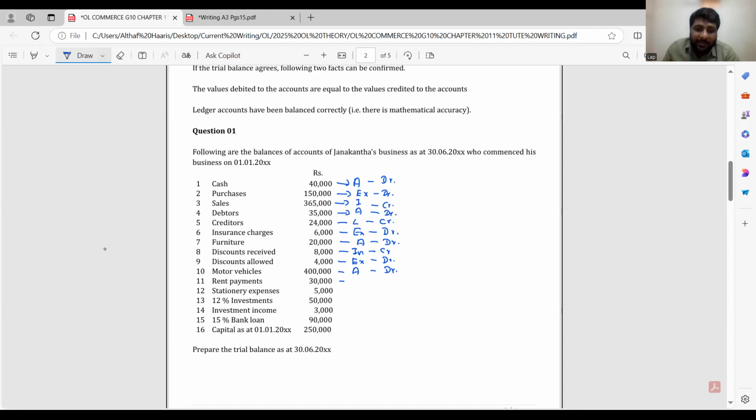Rent expenses are debit. Stationery expenses are debit. Investments, can you tell me? Investments are what for the business? Long-term assets, not current assets. Assets are debit.